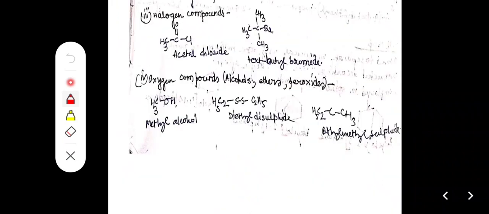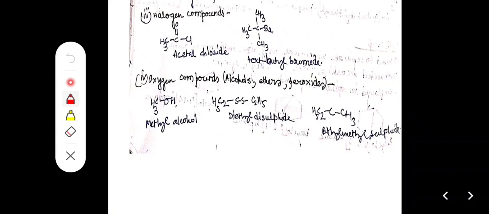Next one, halogen compounds. First one, acetyl chloride. As there is CH3COOH, that should be replaced by Cl, so we can call it acetyl chloride. Again, another is tert butyl bromide. Tert means 4 carbons, and there are actually 4 carbons attached with bromine. In a space, 4 carbons are attached, and this whole combination of 4 carbons is attached with bromine. That's why we term it tert butyl bromide.